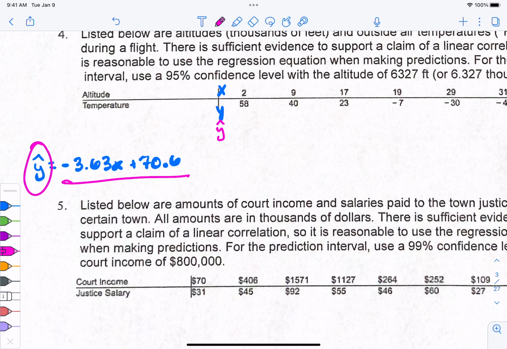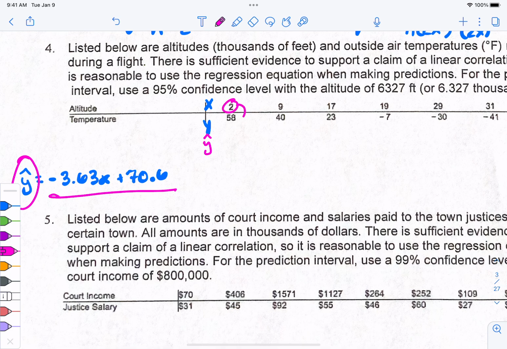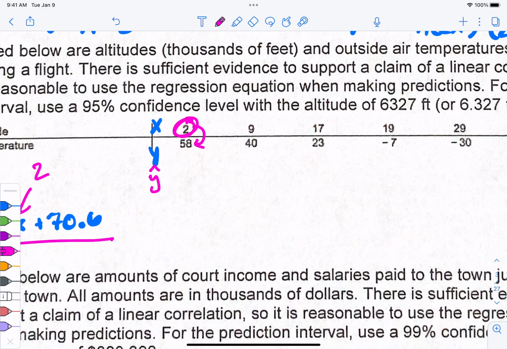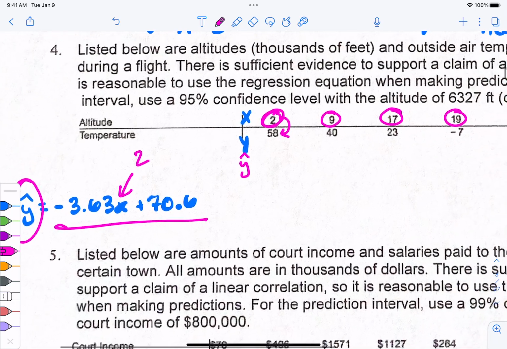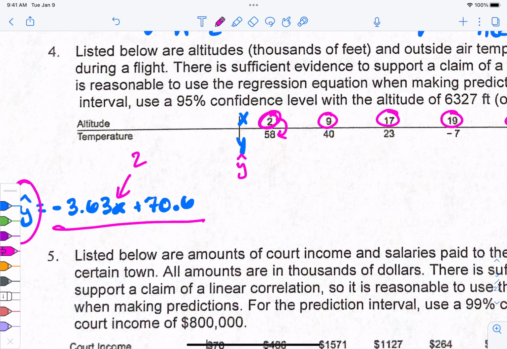Are you listening? We need to know what the y value would be. So 2 corresponds to 58, but if we plug 2 into there, what should the temperature be according to the equation? What's your y hat value? Somebody else plug in 9, somebody plug in 17, somebody plug in 19, somebody plug in 29 into this equation. Tell me what those values should be. The faster you go, the faster we get done.